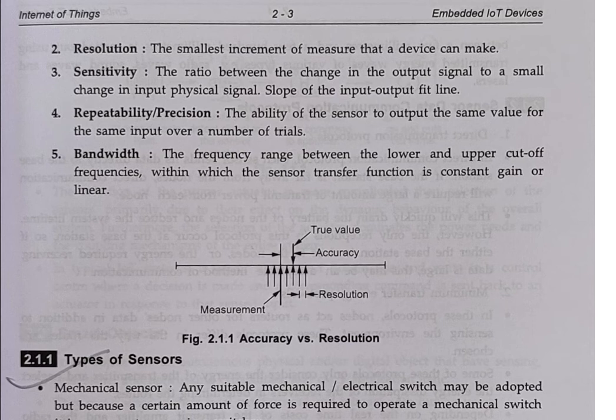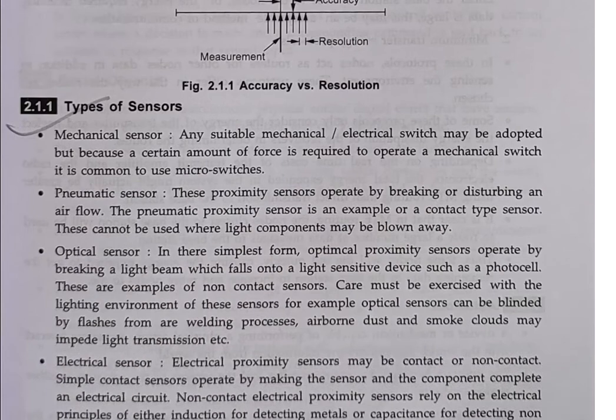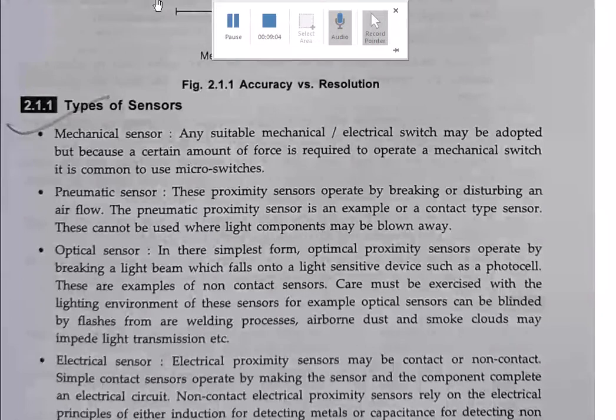Fifth one is bandwidth, the frequency range between the lower and upper cutoff frequency within which the sensor transfer function is a constant gain or linear. Okay, so these are some basic things, or we can say some characteristics of the sensor. So now what type of sensor do we use in IoT applications?